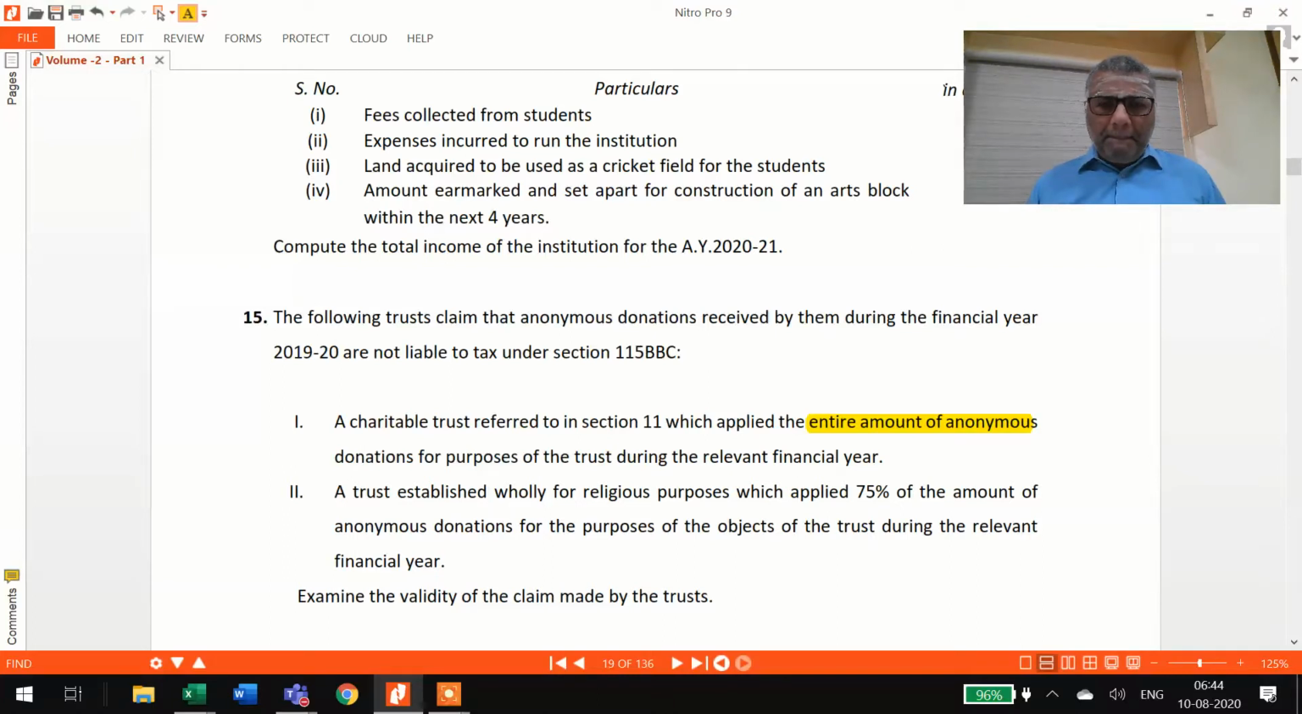Yes, sir. Is the claim correct? No, no, their claim is wrong, sir. The claim is wrong. So what is the correct answer?